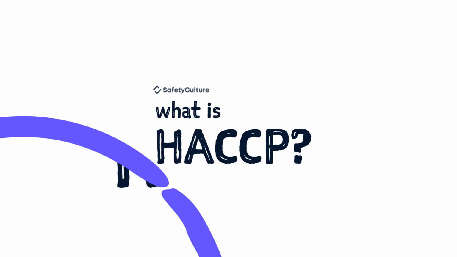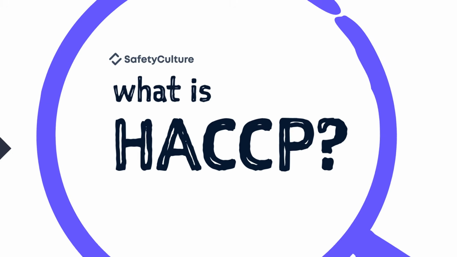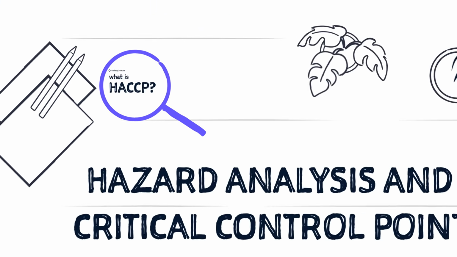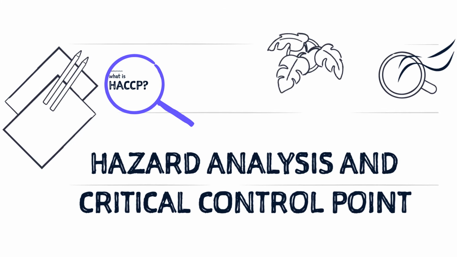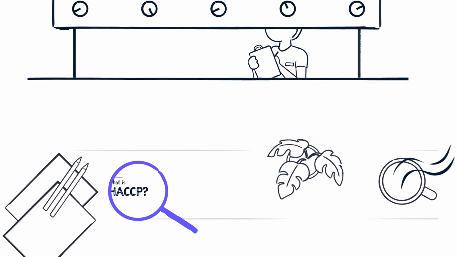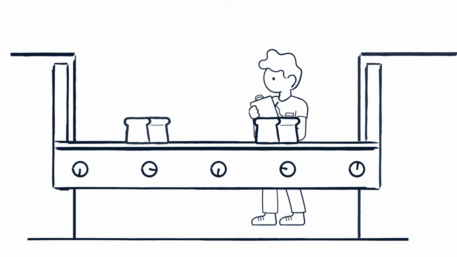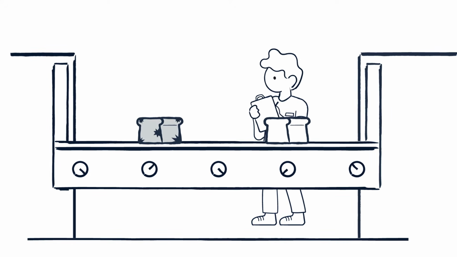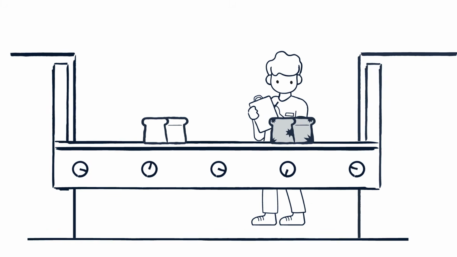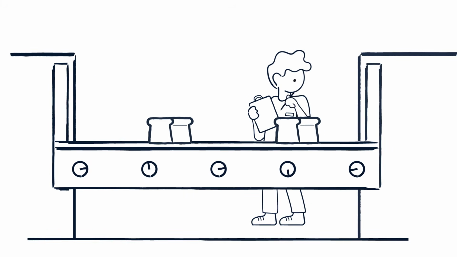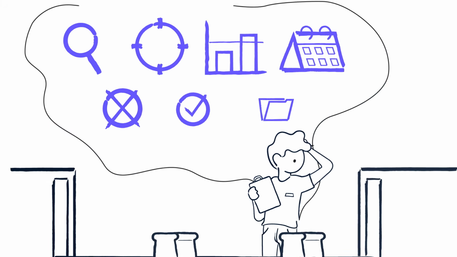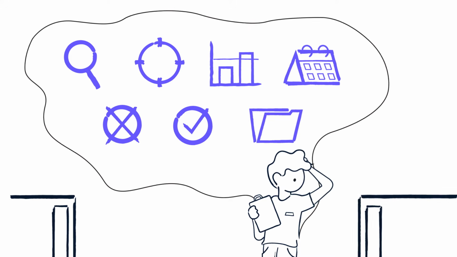What is HACCP? HACCP stands for Hazard Analysis and Critical Control Point. It's a food safety management system that aims to proactively identify food safety hazards and come up with steps to reduce or eliminate potential hazards from food production to food consumption.